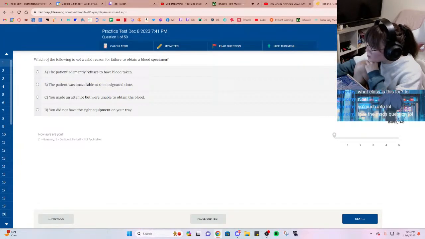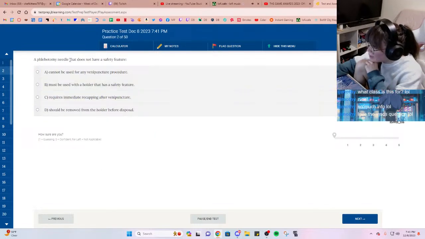Okay. Which of the following is not a valid reason for failure to obtain a blood specimen? The patient adamantly refuses to have blood taken. The patient was unavailable at the designated time. You made an attempt but were unable to obtain the blood, or you did not have the right equipment in your tray. That's your fault.